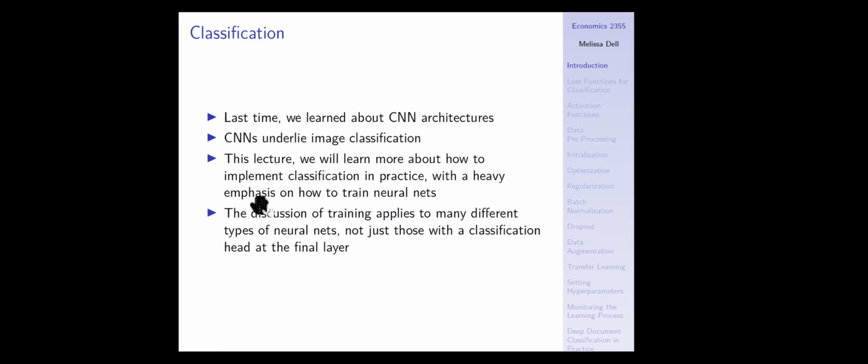Okay. And so if you remember last time we talked about different CNN architectures, these CNN architectures underlie image classification. And so today we're going to learn more about how to actually implement classification in practice with a heavy emphasis on how to train neural networks. And as I said, this discussion of training applies to many different types of neural networks, not just those that happen to have a classification head as the final layer of the network.